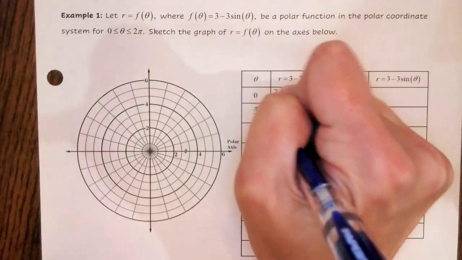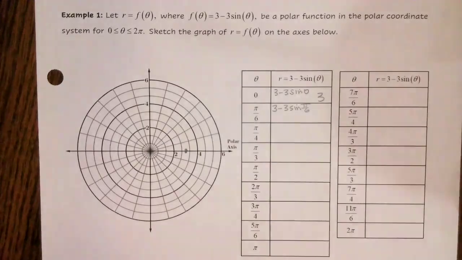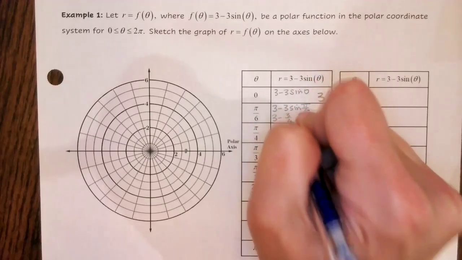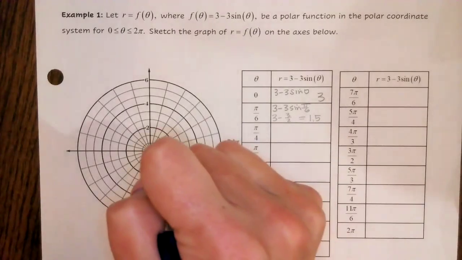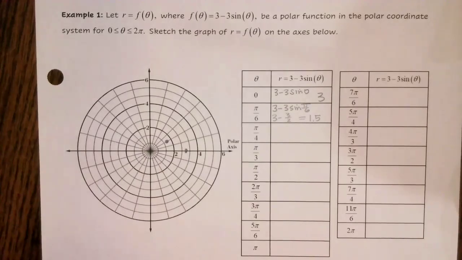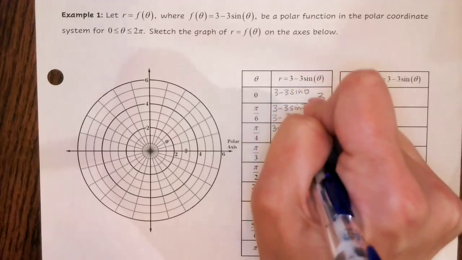I do it again, 3 minus 3 sine of pi over 6. Again, we know that unit circle really well, so the sine of pi over 6 is 1/2. And so we get 3 minus 3 over 2, which is 1.5. And so at pi over 6 here, I would go 1.5. And there's my next point. I would continue to do that by plugging in points.